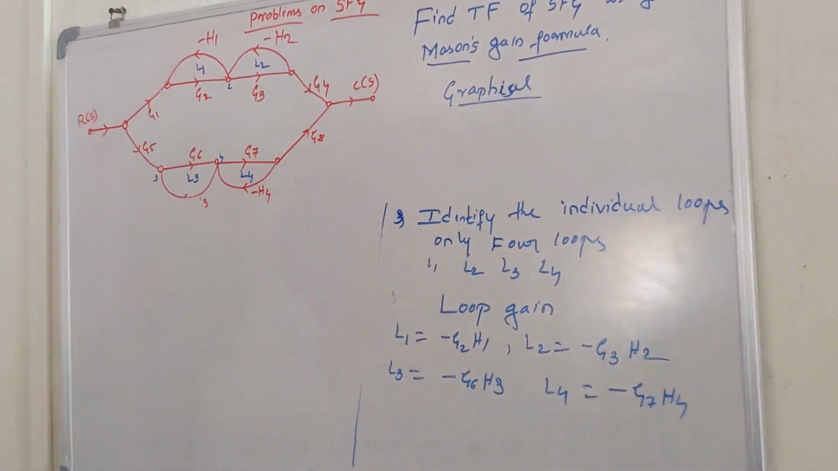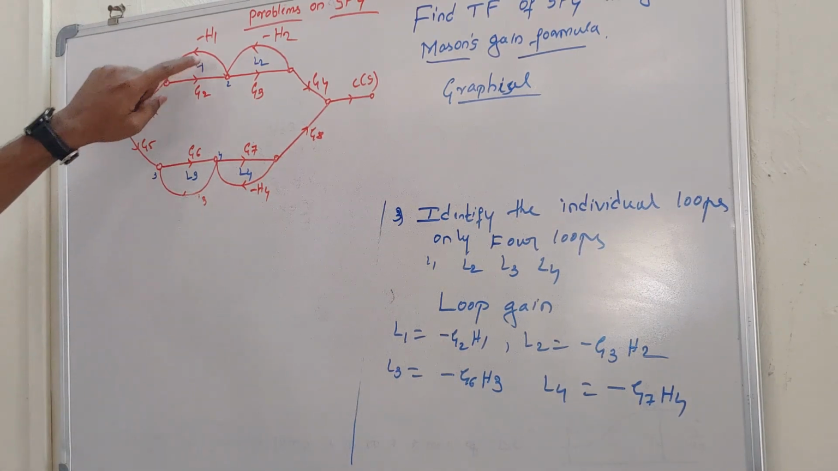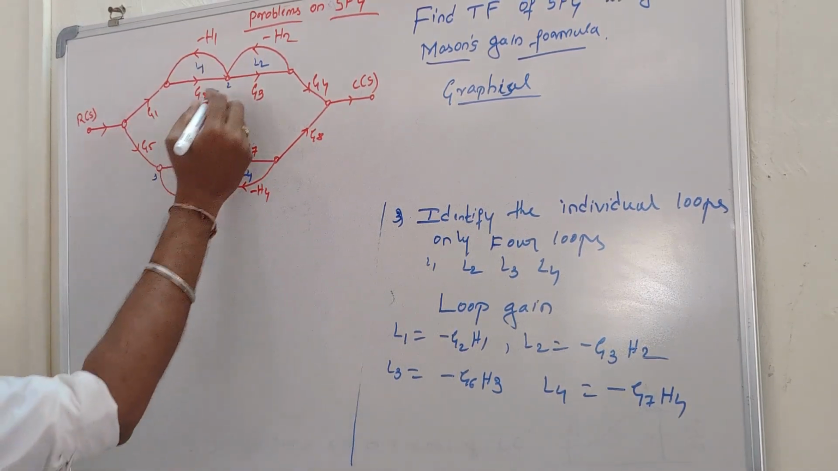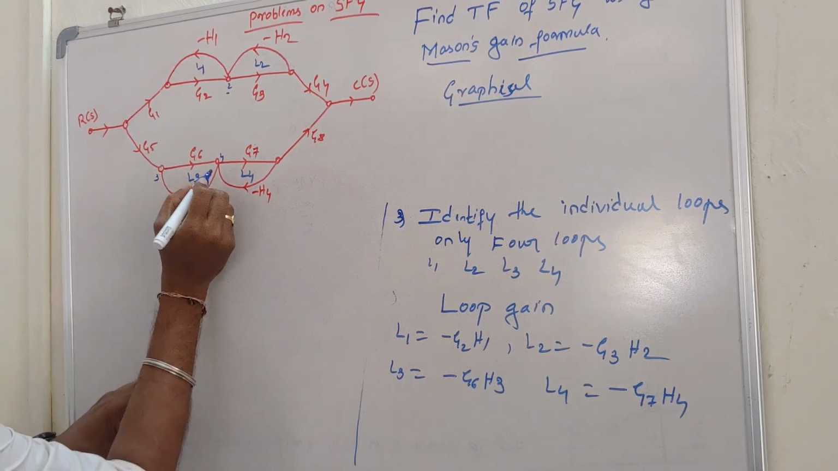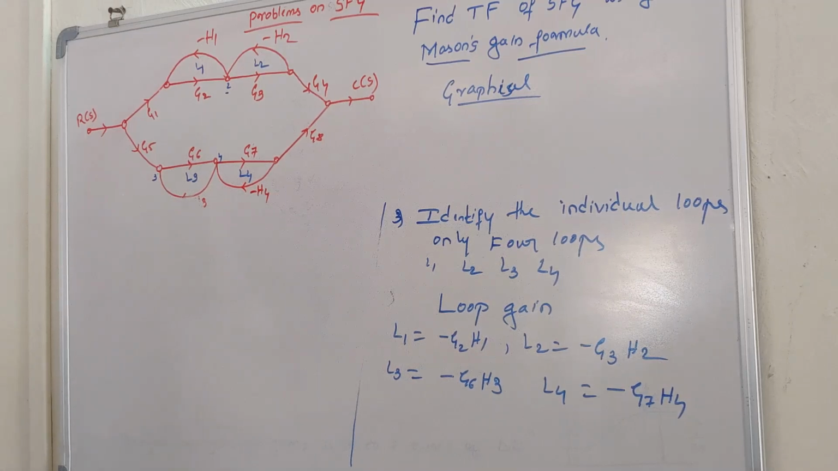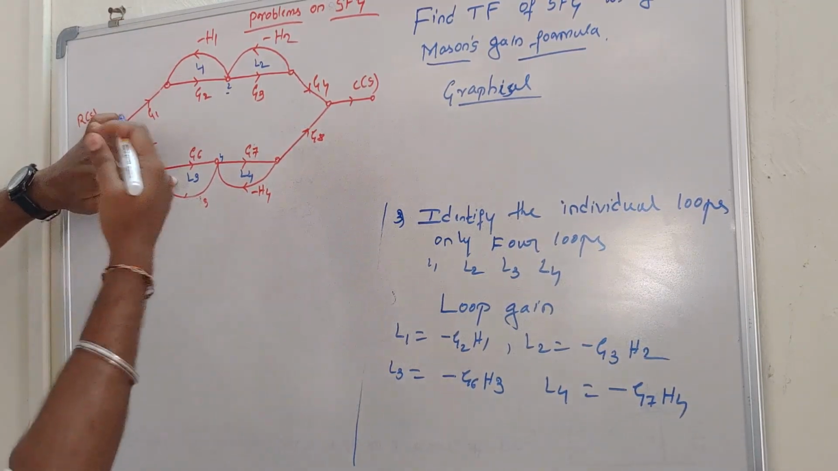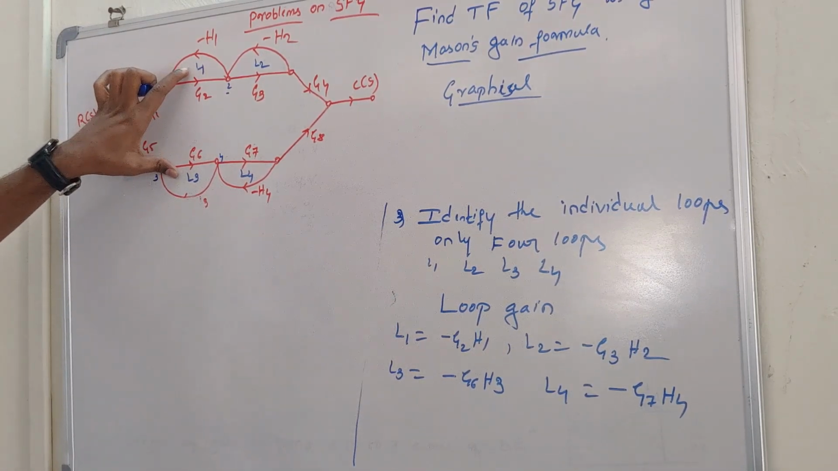The next step is to identify the pairs of non-touching loops. As we discussed in the previous section, non-touching loops are those loops which do not share a common node. In this signal flow graph, loops L1 and L2 touch each other at node 2, so this will not form a non-touching pair. Look at the second combination, L3 and L4. These loops share node 4, hence these two are not non-touching loops. Suppose I consider loops L1 and L3: these two loops are separated and do not share any common node, hence this combination acts as a non-touching pair.